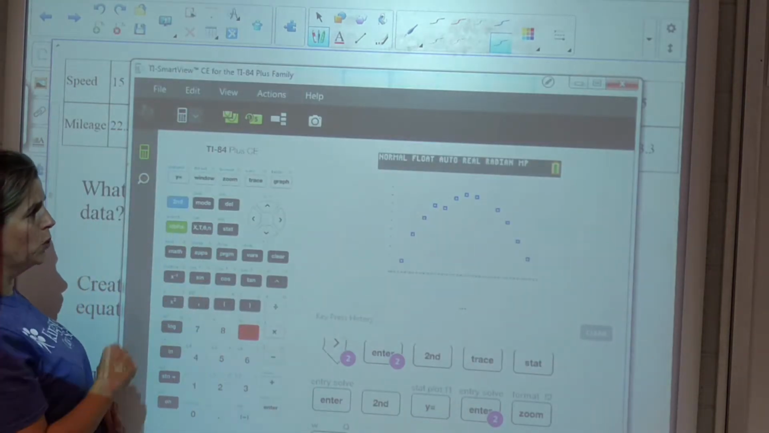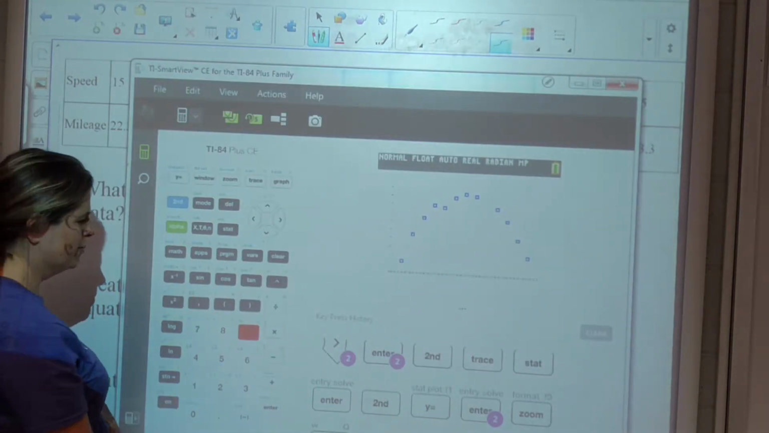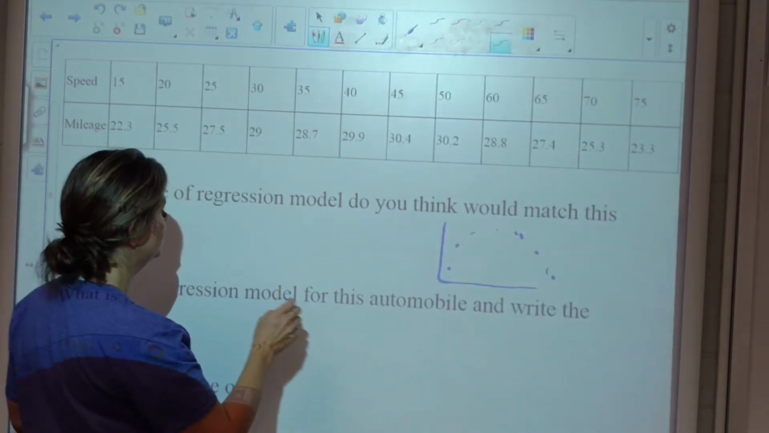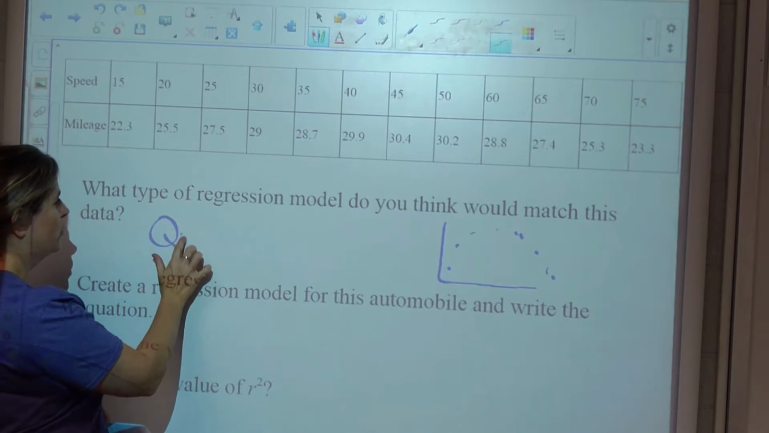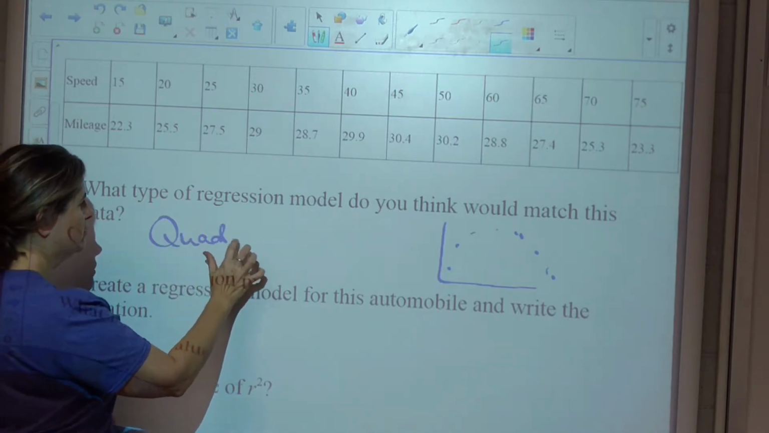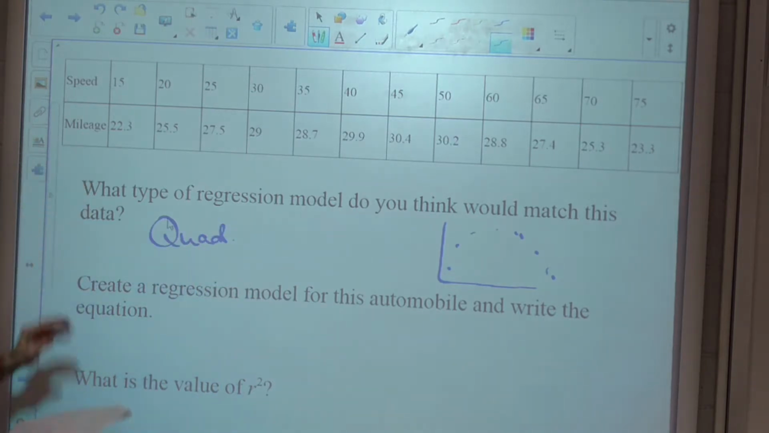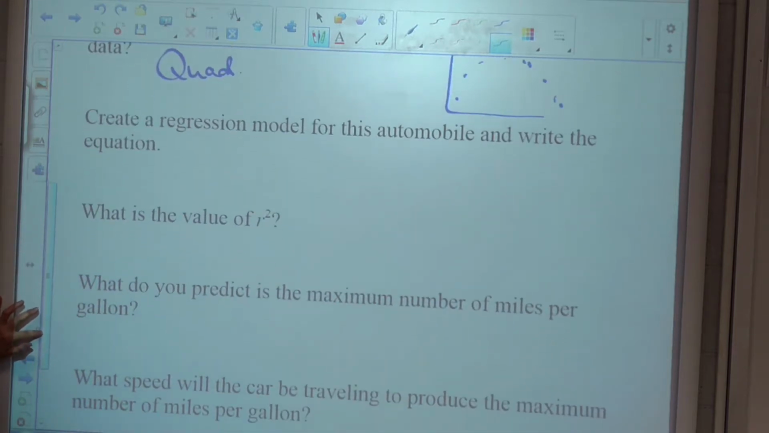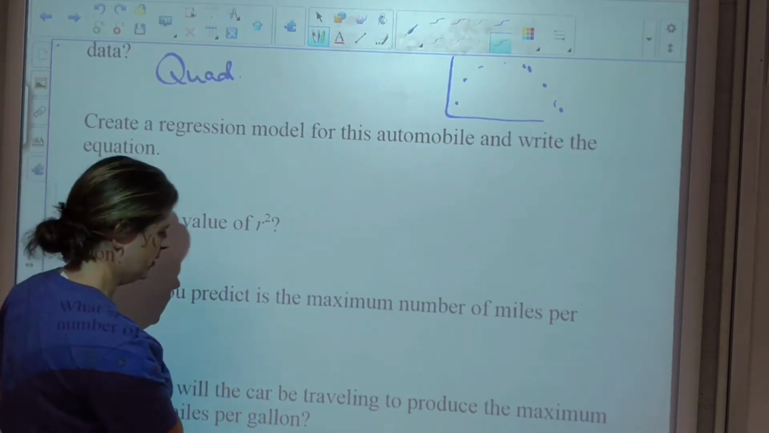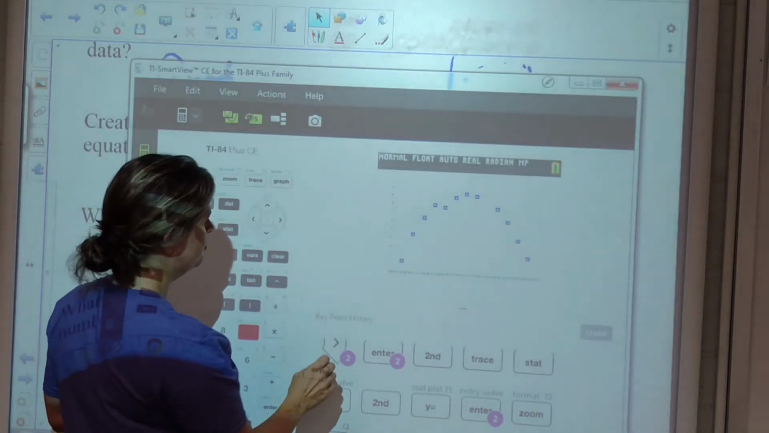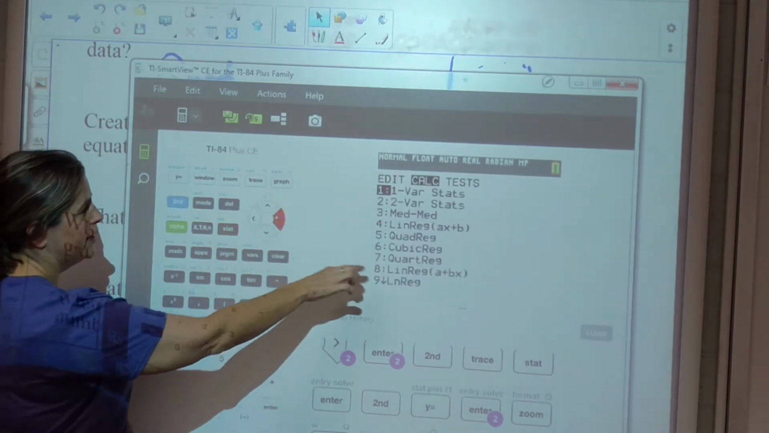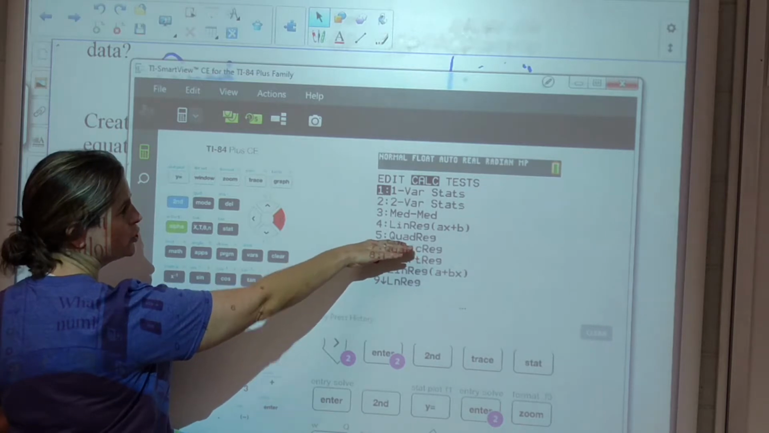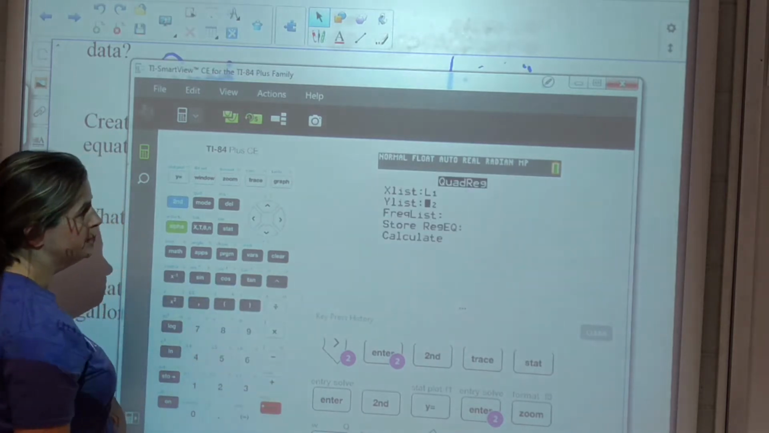There's a few little points that overlap a little bit, but for the most part, it's very much quadratic. So what type of regression model do you think? I think we're going to use a quadratic on this one. All right? They want us to create that regression model. So we're going to do that with the calculator by going back to Stat, Calc, and since we think it's quadratic, that's choice 5. Enter.